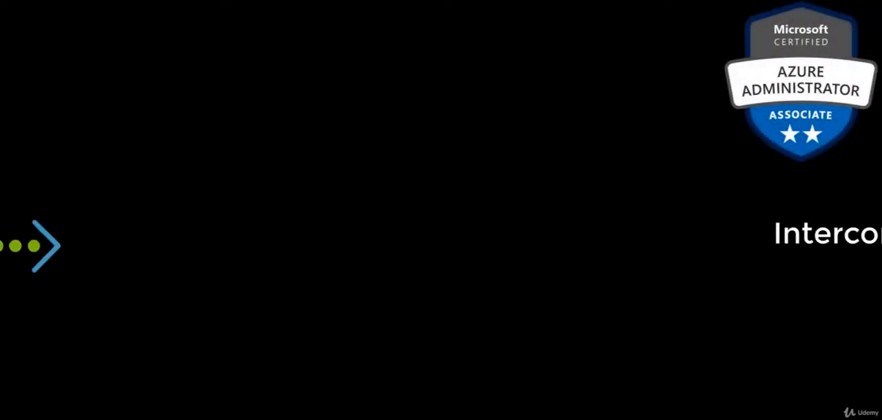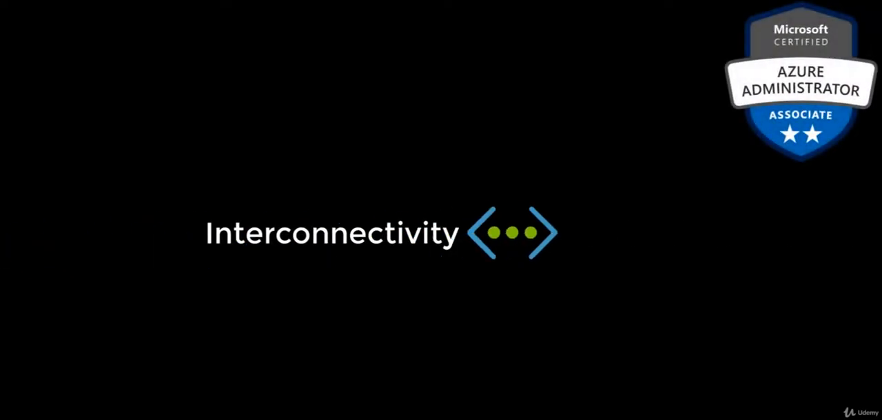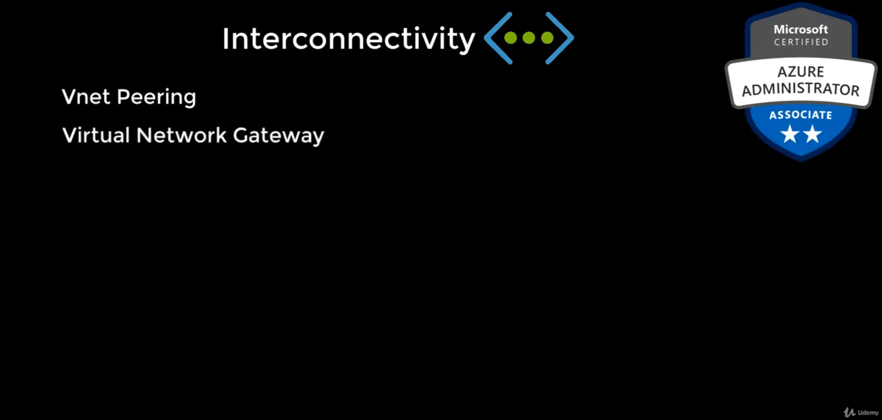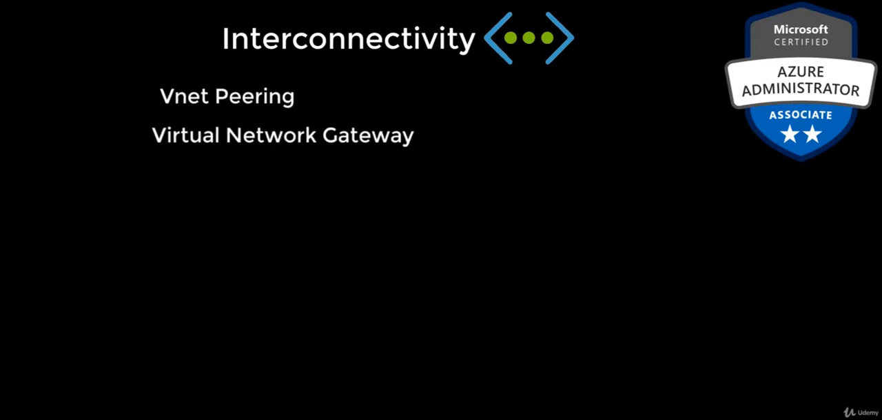If you have multiple virtual networks, then they will be isolated from each other by default. There are two ways to connect to them. Number one, using a Vnet peering, and the second one is using a virtual network gateway. A virtual network peering is by far the easiest method, so we'll start with that.